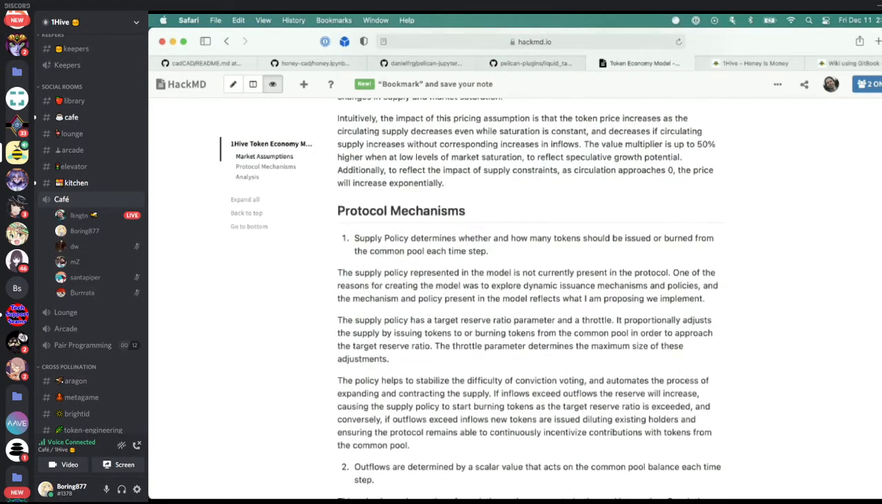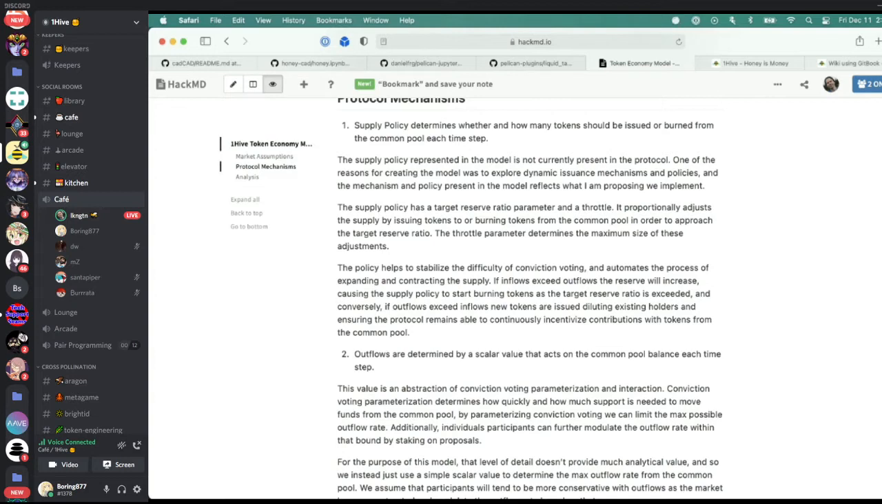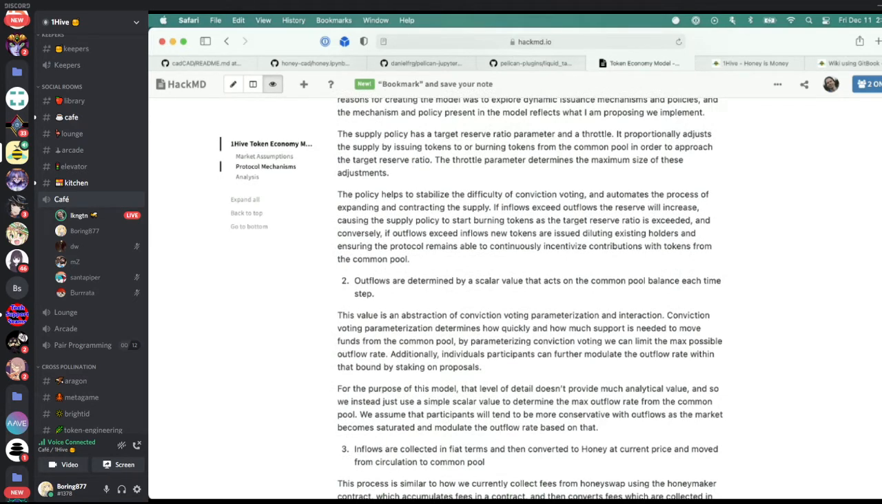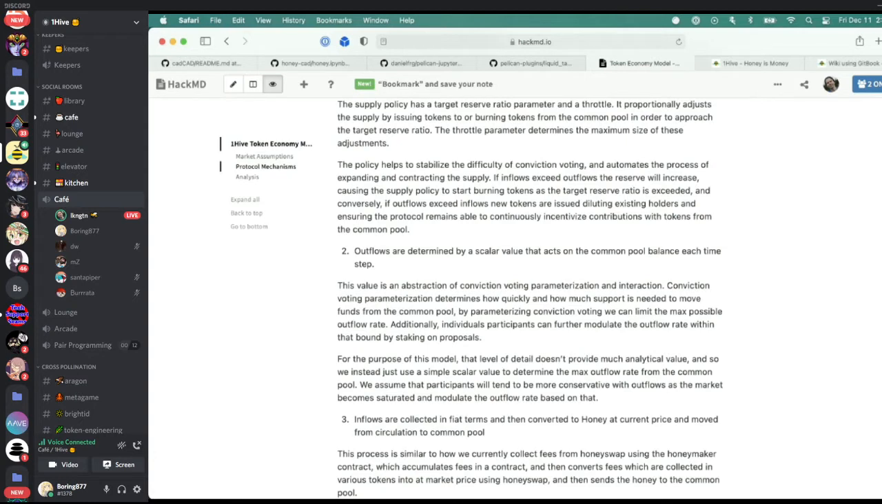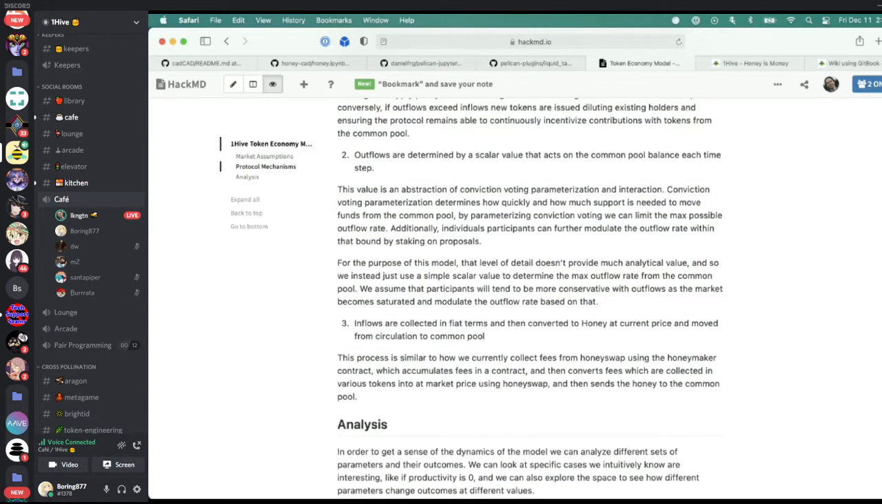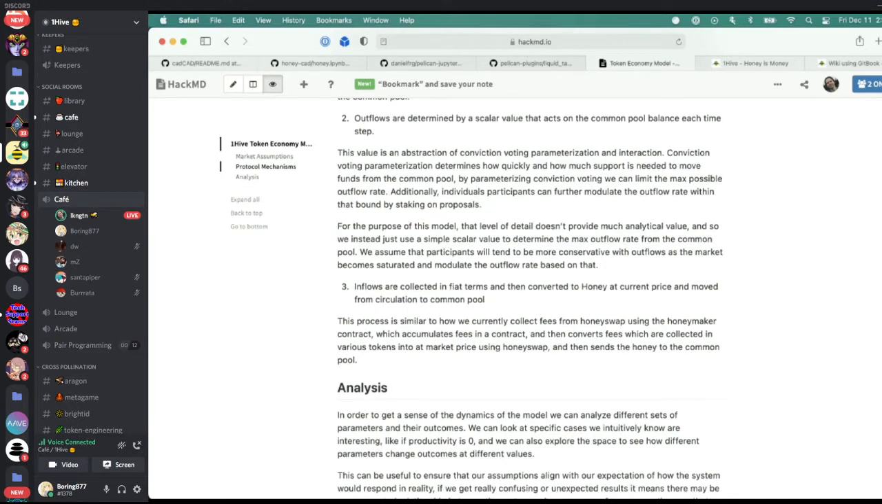Okay, cool. And then we have our protocol mechanisms, which is basically our supply policy for minting and burning tokens with the throttle parameter that was in the previous model. We have our outflows determined by a scalar value that abstracts the conviction voting parameterization. I'm going through these pretty fast because they were in the previous models. Yep. And I want to jump into the code. And then we have these inflows collected as a result of market saturation that get converted into honey and move from the circulating supply into the common pool each period. And that's the main reason we needed price in the first place, to be able to do that conversion.